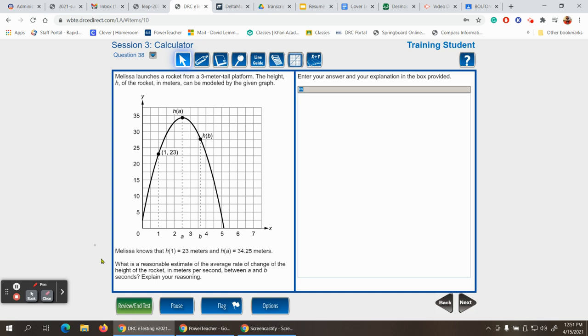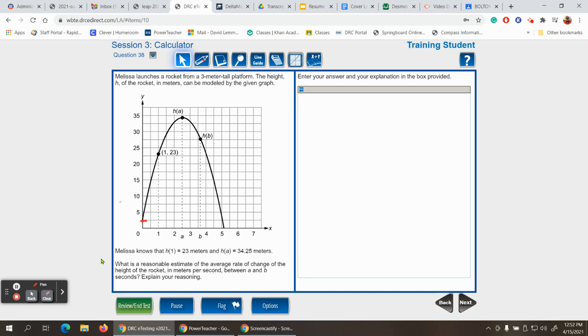All right, so it says Melissa launches a rocket from a 3-meter tall platform. We see here she's launching from the platform, so she's not on the ground. The height of the rocket in meters can be modeled by this. Melissa knows that h of 1 equals 23 meters, and h of a is 34.25. So this is my model here.